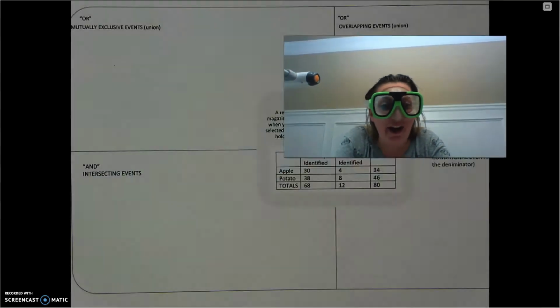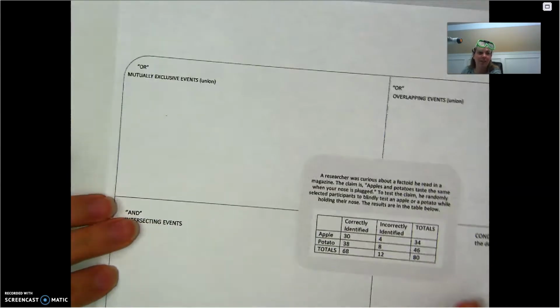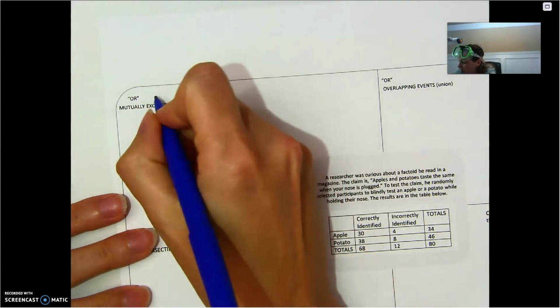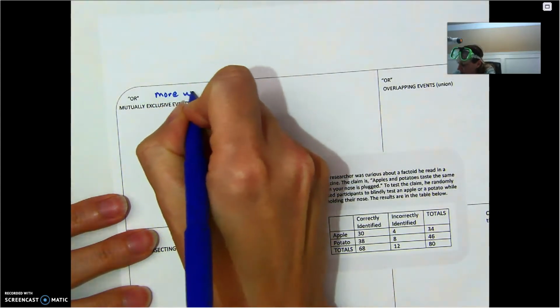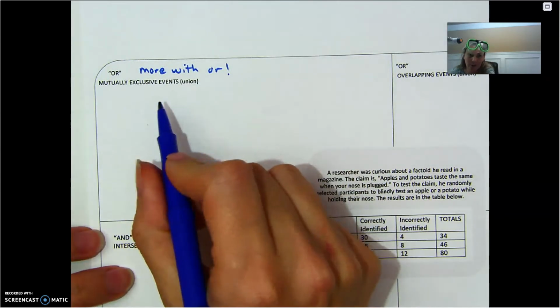All right, let's review what we were doing before spring break here on probability rules on two-way tables, shall we? All right, so the first thing we learned was or, right? These are your mutually exclusive events. Or, remember the saying, more with or, more with or, all right? It covers a lot of space, which is good and bad in that you will overcount with or.